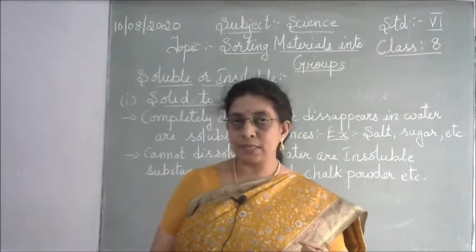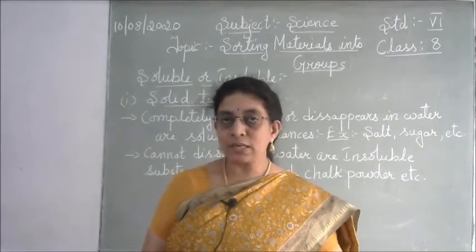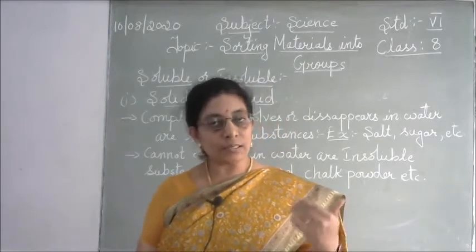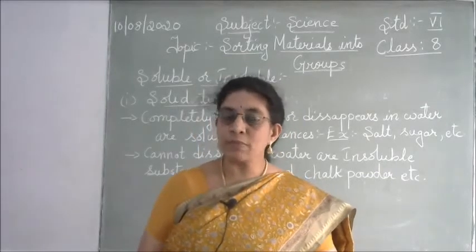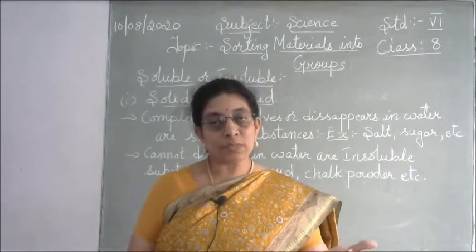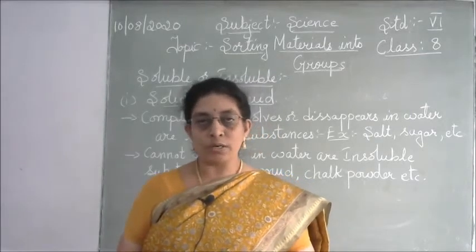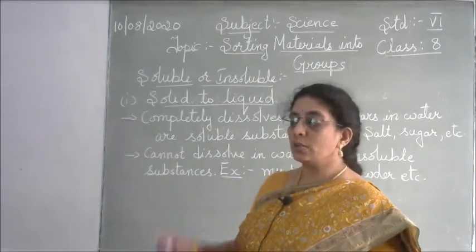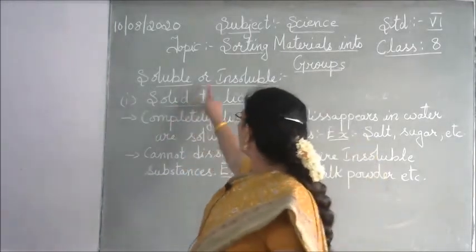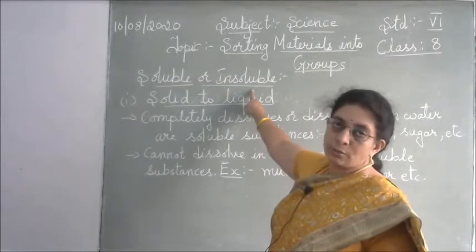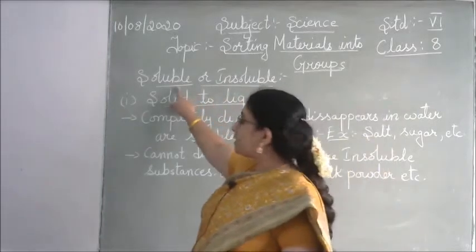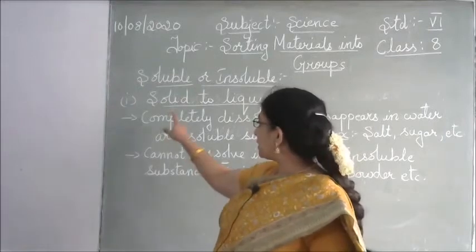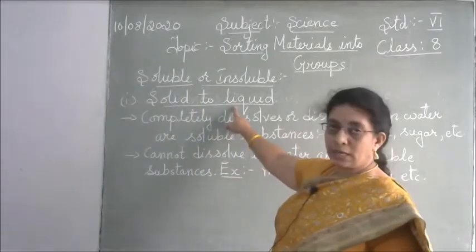Which are the substances that can mix in water or any liquid completely, or the solids which cannot be mixed with water, that is, which cannot be dissolved in water. That is our next property. This is called soluble or insoluble. What is the meaning of soluble? Soluble is, first, from the solid to liquid.